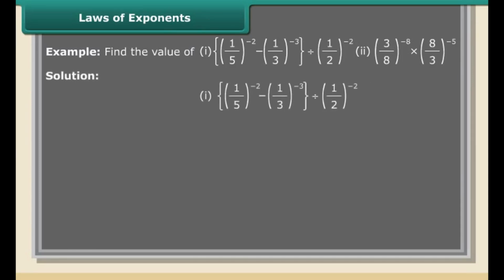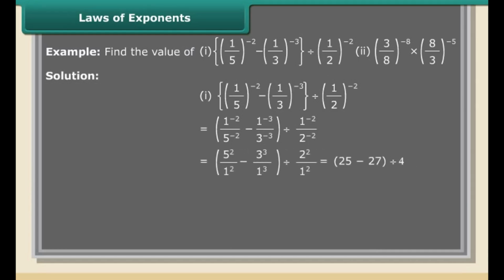Solution. (1/5^(-2) minus 1/3^(-3)) divided by 1/2^(-2) is equal to (1^(-2)/5^(-2) minus 1^(-3)/3^(-3)) divided by 1^(-2)/2^(-2), which is equal to (5^2/1^2 minus 3^3/1^3) divided by 2^2/1^2, which is equal to (25 minus 27) divided by 4, which equals minus 2 upon 4, which is equal to minus 1 upon 2.